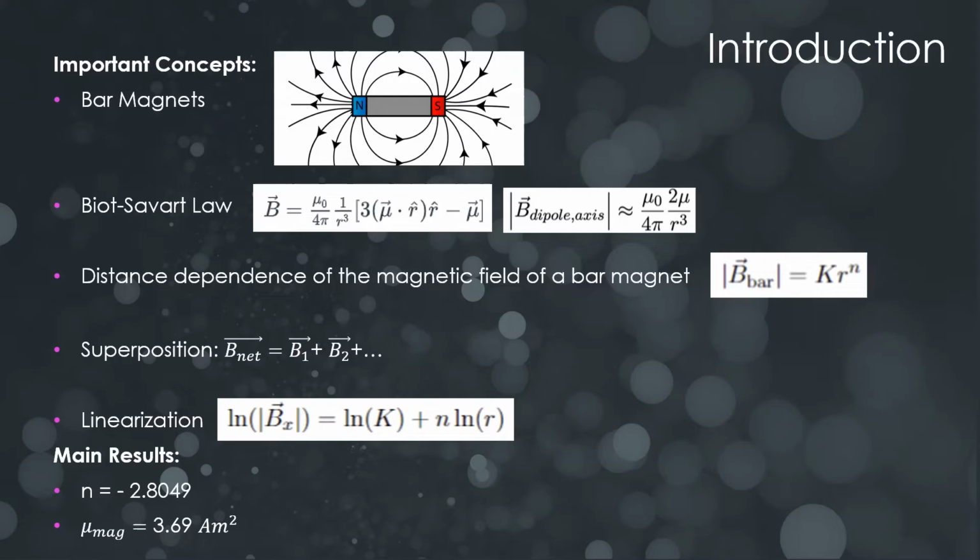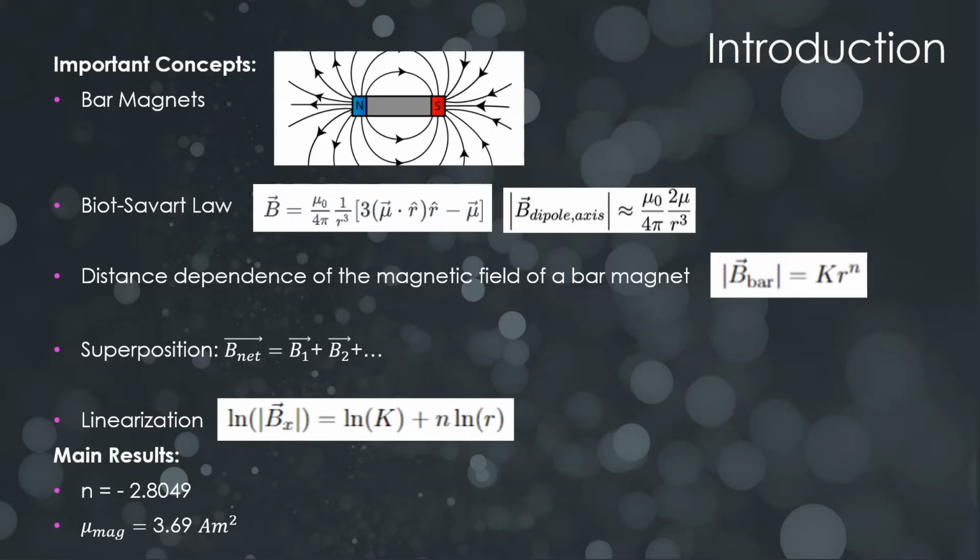For this lab, you need to understand bar magnets and the fact that the magnetic field lines go from north to the south pole, and also the Biot-Savart law and the distance dependence of the magnetic field of a bar magnet. Also the superposition principle, which says that the net magnetic field at a point is equal to the individual magnetic fields at that point summed up, and how to linearize nonlinear data.